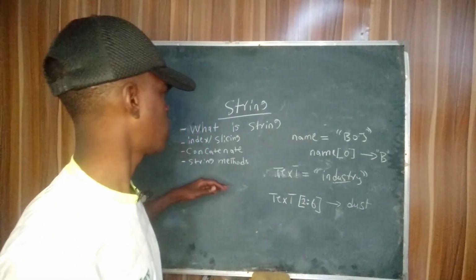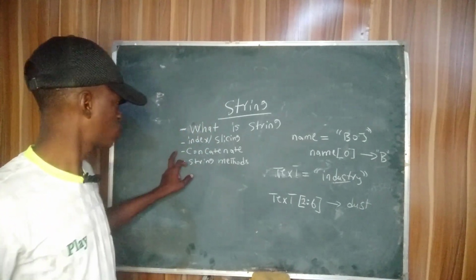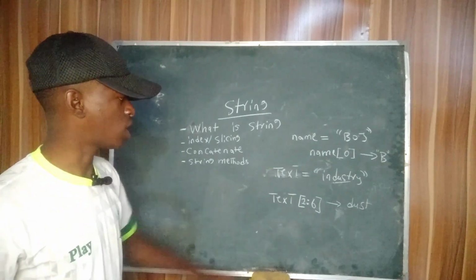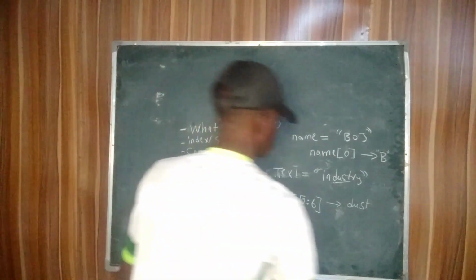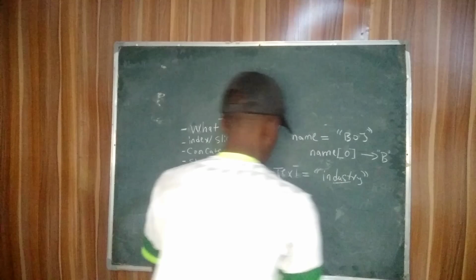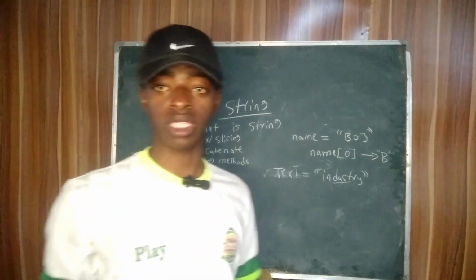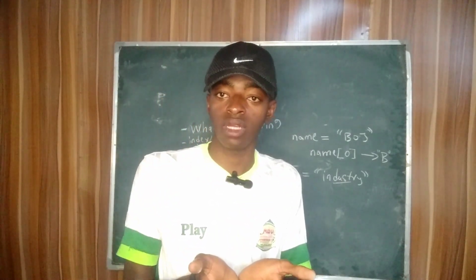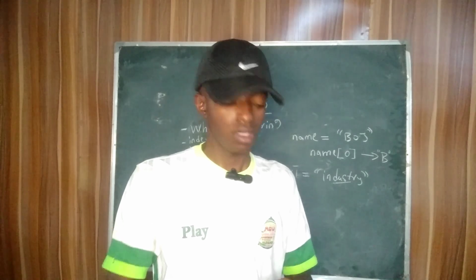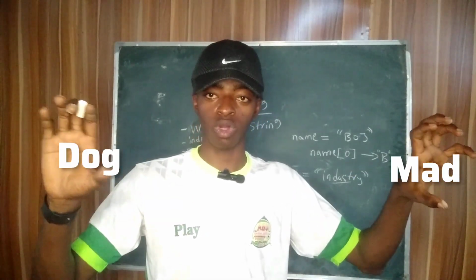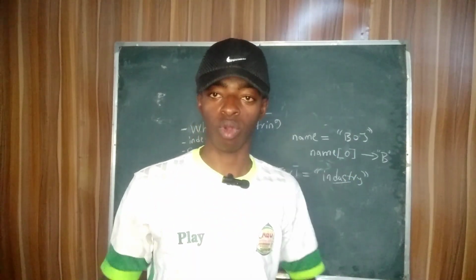Let's move on to our next subtopic, which is concatenate. So now we understand what slicing is. So what is concatenate? Well, in programming terms, concatenate just means adding 2 things together. Nothing that hard. Just adding this word plus this word and adding them together. This is what we call concatenate.